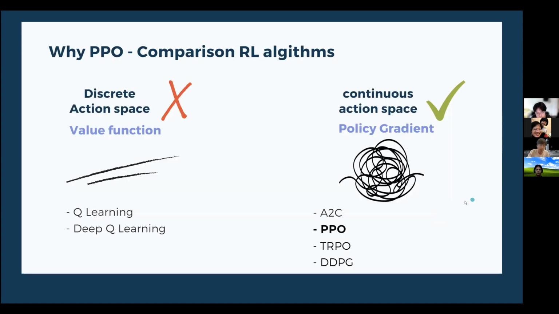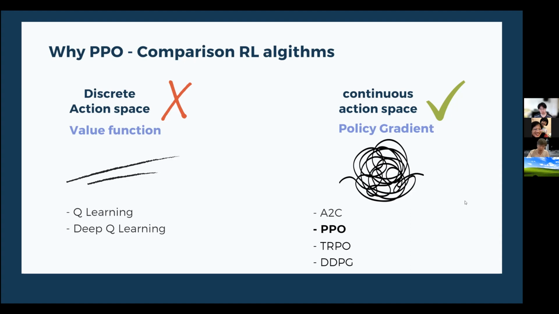The reason we use proximal policy optimization is because we compared two types of reinforcement learning algorithms. First, reinforcement learning has two main types of algorithm: the value function and the policy gradient. The value function works best in a discrete workspace. It works by accepting the current state and the current action as input, and it will output the reward of that state and action.